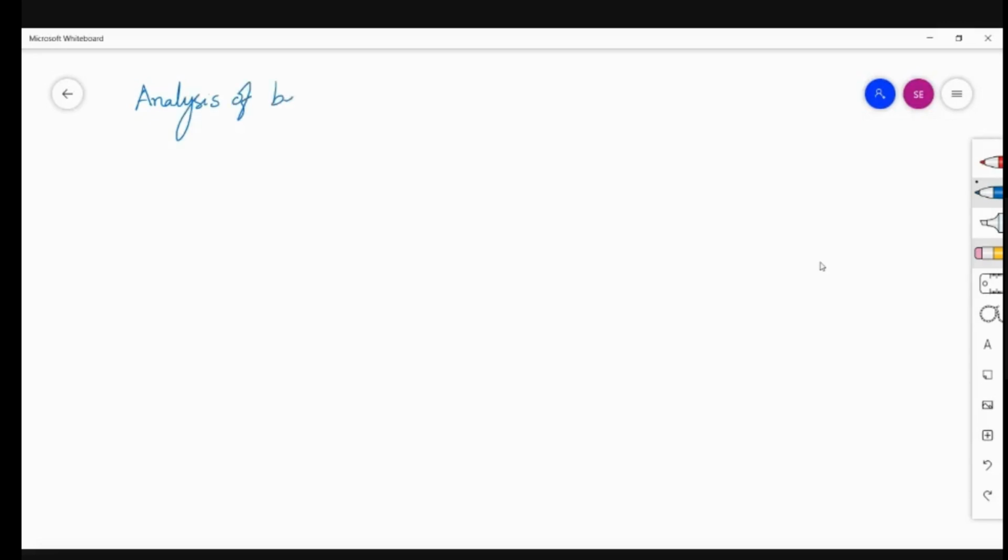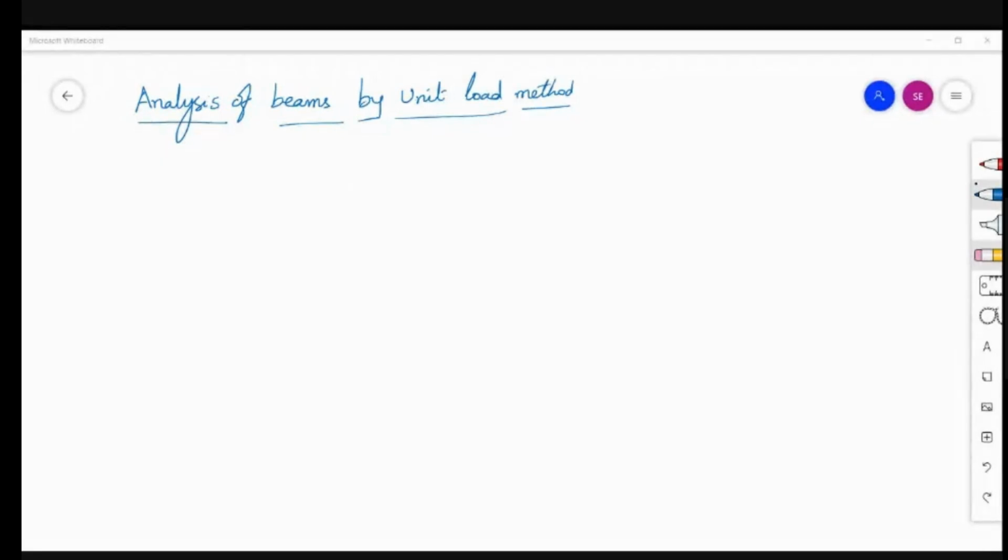Analysis of beams by unit load. As per this method, the unit load method, wherever a deflection or rotation is required, there we apply a unit load. If you require deflection, apply a unit load in that direction. If you require rotation, apply a unit moment in that direction.